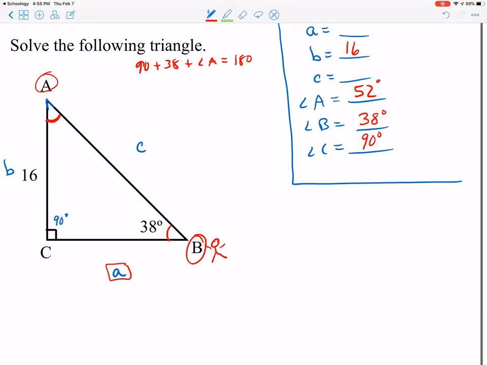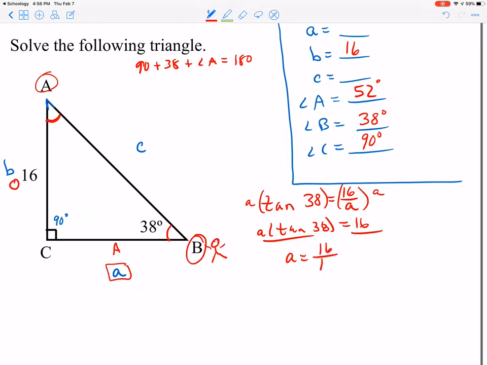I want to stand at the 38-degree angle. That labels 16 as the opposite side and A as my adjacent side. And I know that the tangent function uses those. So the tangent of 38 is equal to my opposite side of 16 over my adjacent side of A. We solve that by multiplying by A, since it's in the denominator and we want to put it in the numerator to solve. Then I have to divide by tangent of 38. So A is going to be 16 divided by tangent of 38. So A is approximately 20.5.